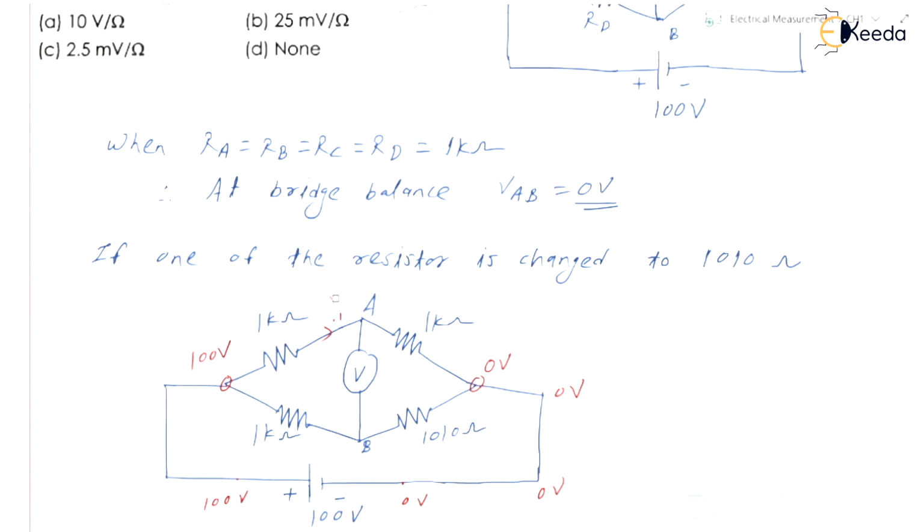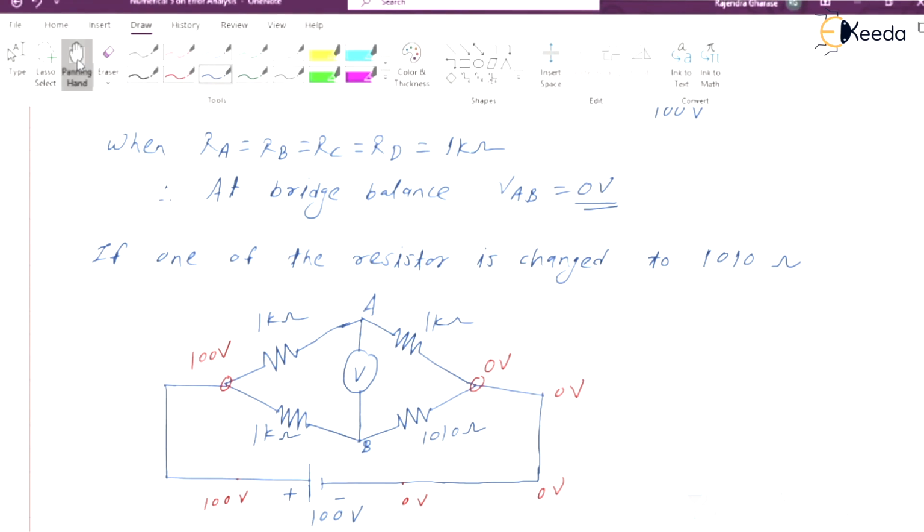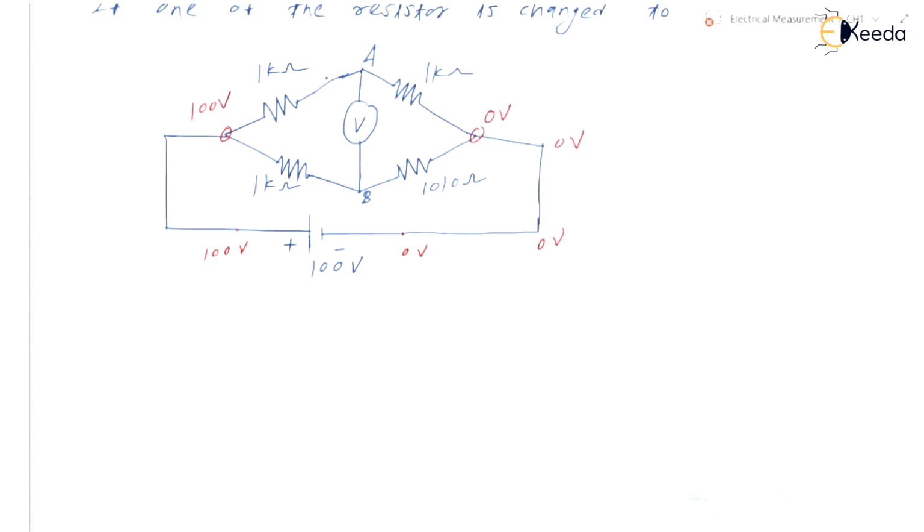Before that, as our task is to find VAB, can we get the help of Thevenin's theorem? Yes, we can. According to Thevenin's theorem, we can remove it and we can find the VTH, right? So therefore we can write, consider this current is IA, consider this current is IB.